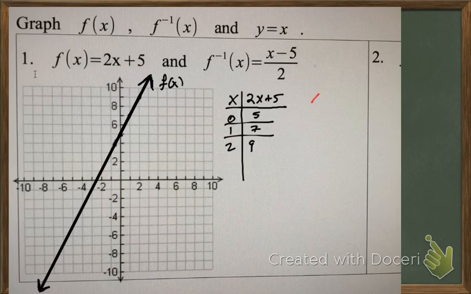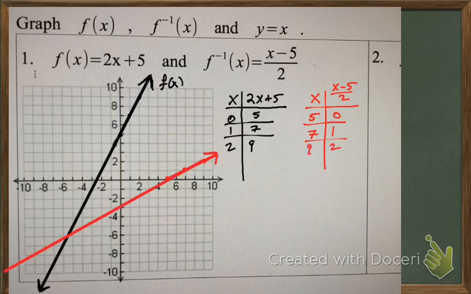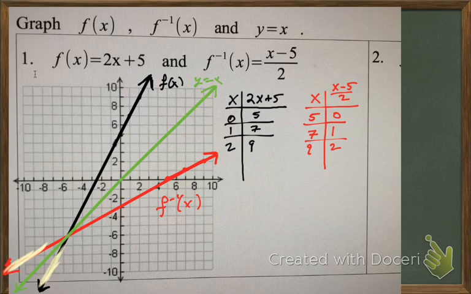Now to graph the inverse, all we've got to do is take those values that we found and switch the x and y. So 5, 0, 7, 1, and 9, 2. We'll sketch that line also, and then also put in the identity after we label f inverse. And so the red here and the black here, they are reflections over the identity. And then this portion here is a reflection over y equals x as well.